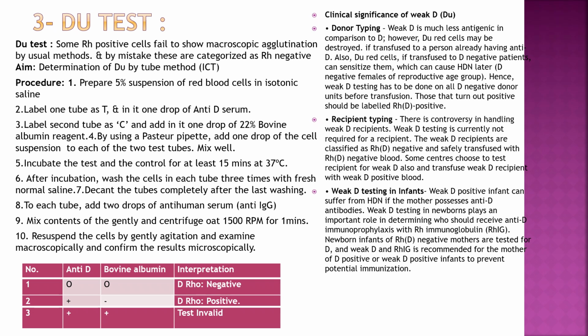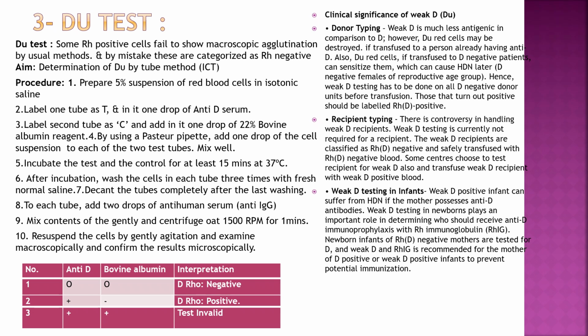The procedure: first, prepare a 5% suspension of red cells in isotonic saline. Second, label a tube as T and add one drop of anti-D serum. Third, label a second tube as C and add one drop of 22% bovine albumin. Fourth, using a Pasteur pipette, add one drop of cell suspension to each of the two test tubes. Mix well, incubate for 15 minutes at 37 degrees Celsius, then wash the cells 3 times with normal saline and completely decant after the last wash.